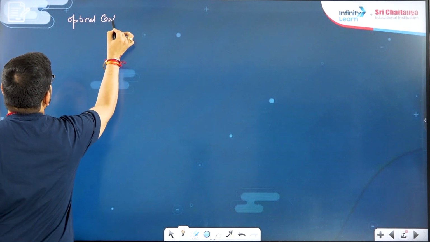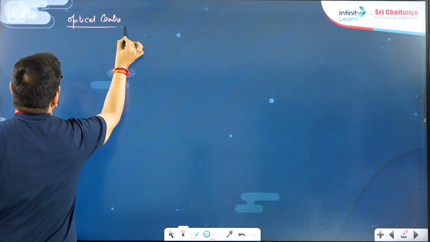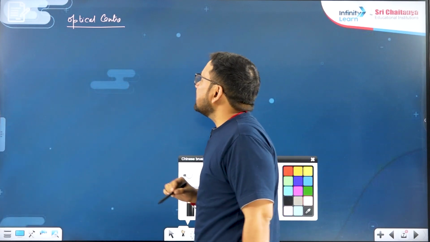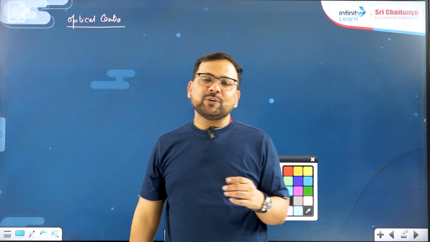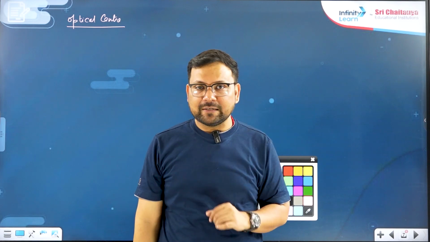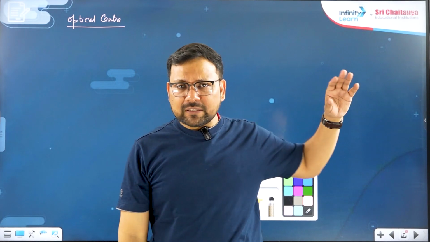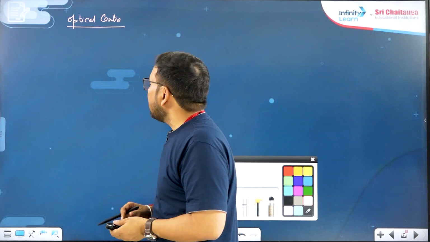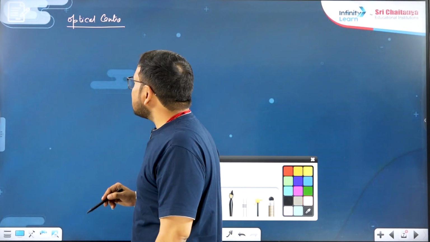Optical center. What is this? It is a very interesting concept. All the measurements in a lens we do from the optical center. Like you have to measure image distance, so you will measure from the optical center. Object distance, focal length, just as we have discussed, principal focus is measured from the optical center. But the point is, what is the optical center?